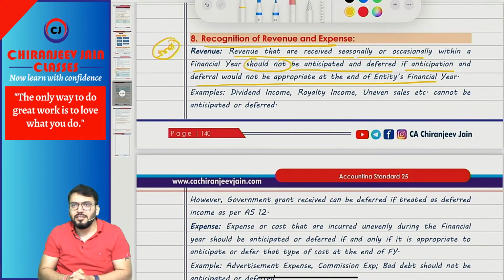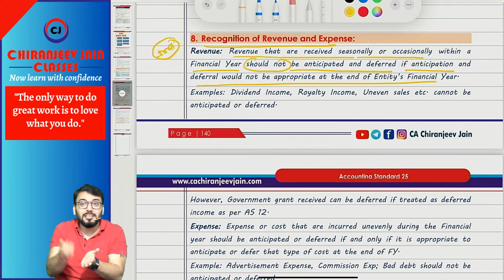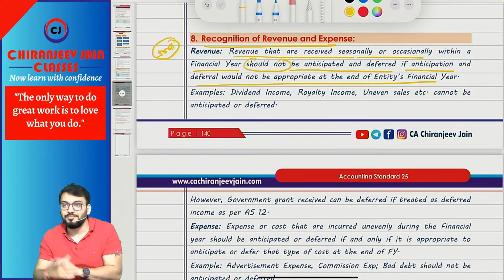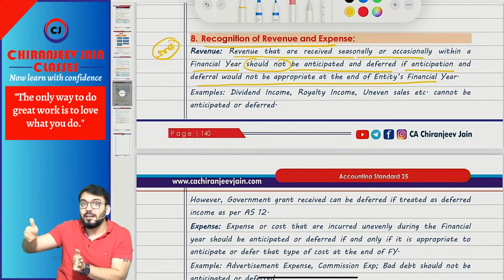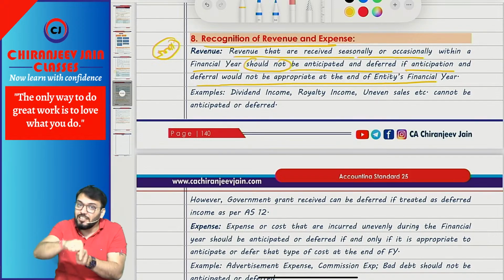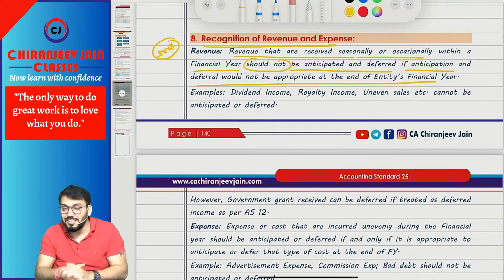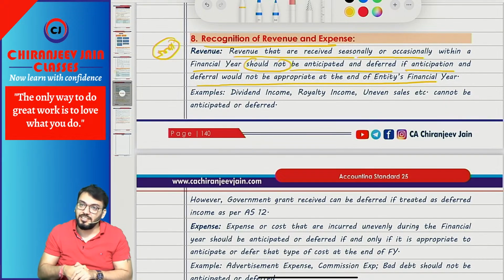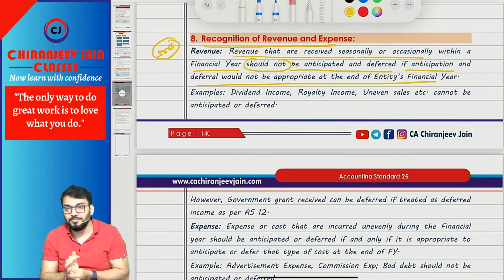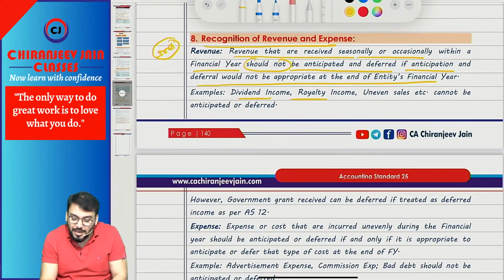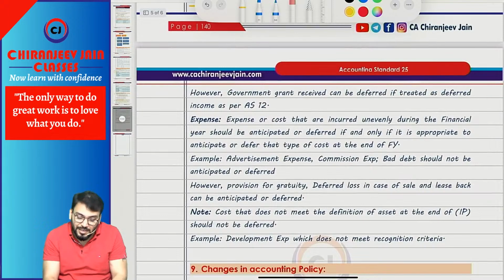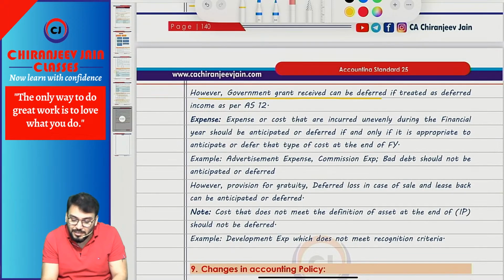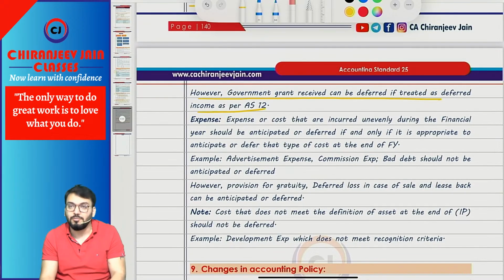Are we able to understand what I am saying? But can I say government grant can be deferred? If you have received a government grant in the second quarter, it can be deferred, because it can be deferred at the end of the financial year. Understood? For example, dividend income, royalty income, uneven sales cannot be anticipated or deferred. For example, government grant received can be deferred if treated as deferred income as per AS 12.